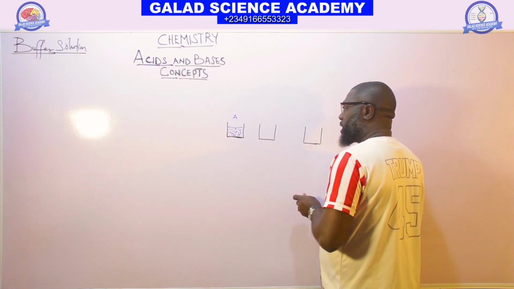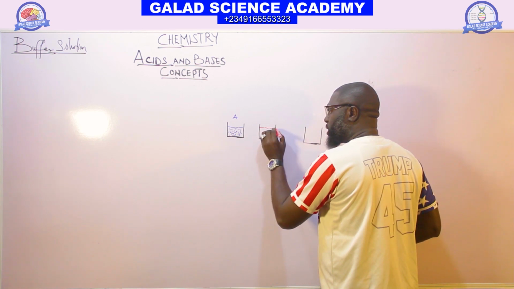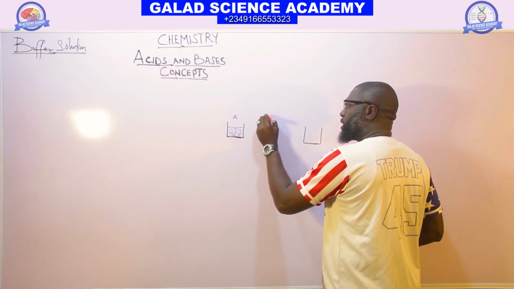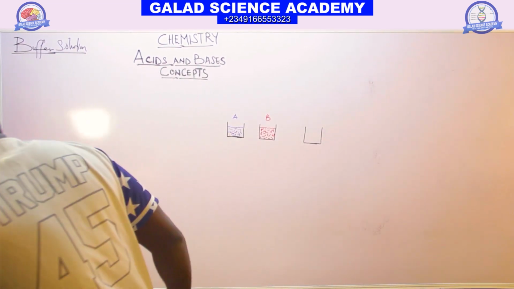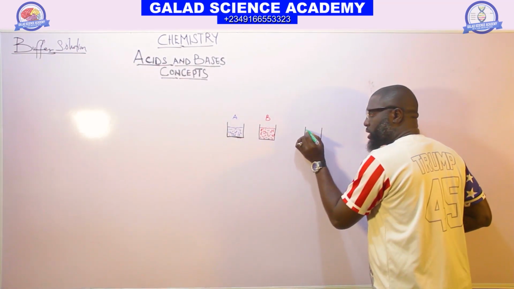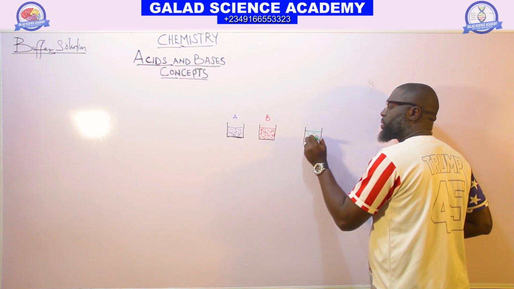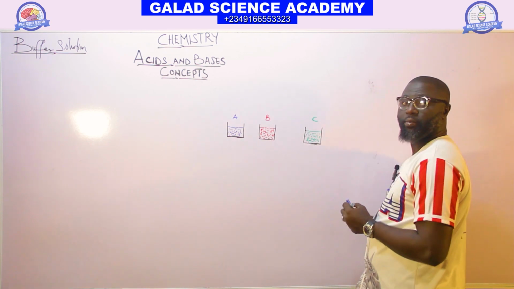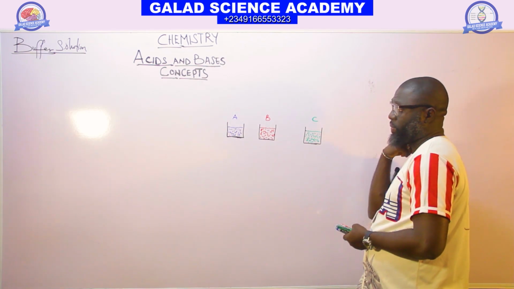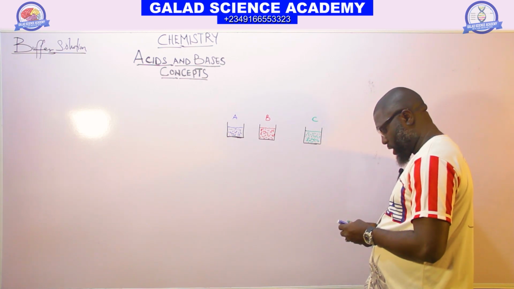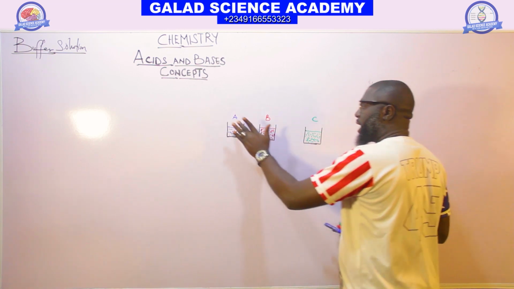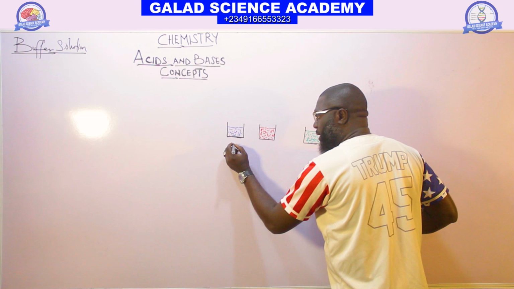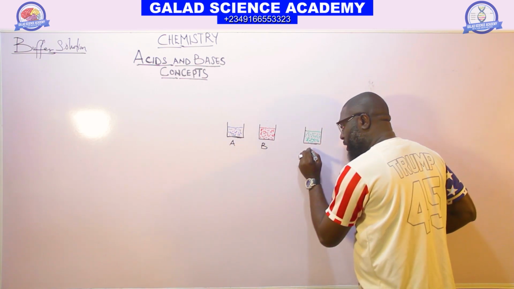And this one, we have beaker B. Let me take my second marker, the green marker. So this is beaker C. So please let us look up here. You have A, B, C. Let me write the words. Call this one A. This is B. This is C.